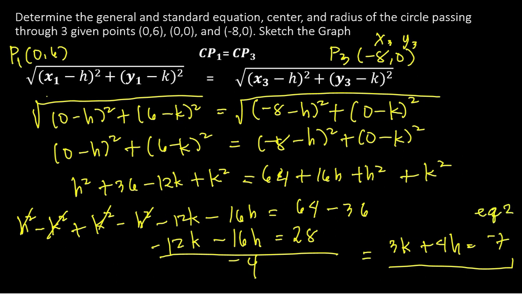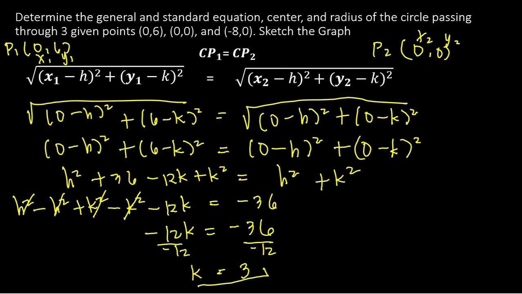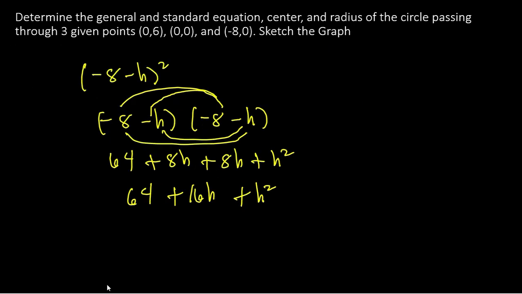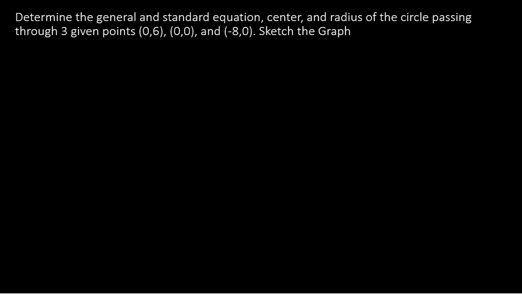So, kanina, yung sinolve natin with CP1 is equal to CP2. So, ito yung ating equation number 1. But as we can notice here, with our equation number 1, meron na tayong value yung k. So, next step naman natin, ang hinahanap na lang natin ay si h. So, pwede natin gamitin ngayon sa equation number 2, 3k plus 4h is equal to negative 7.